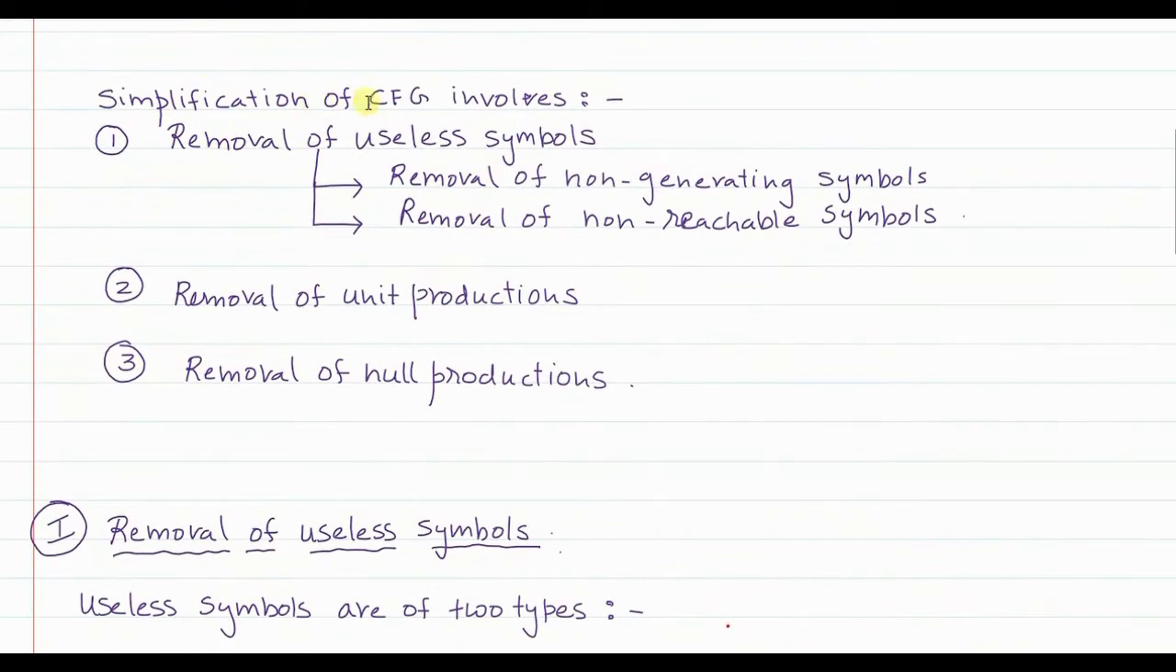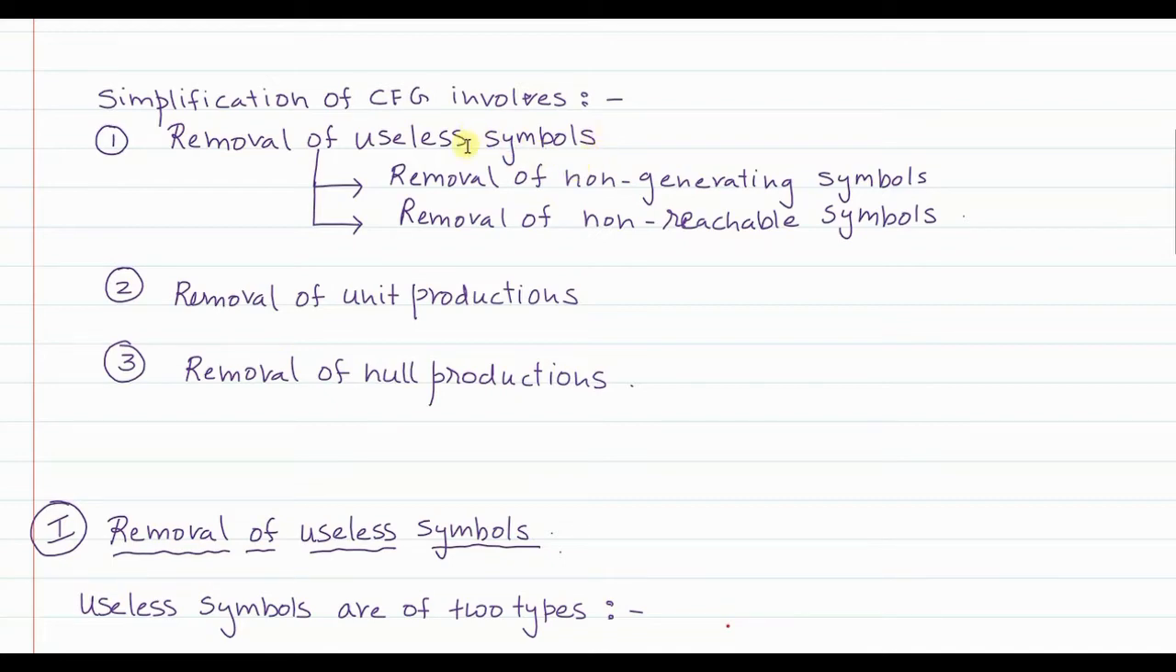Now simplification of context-free grammar involves the following steps. So when I say reduction or simplification, what does it involve? How do we transform the grammar? There are three things that we need to do. The very first thing is we should remove useless symbols. Now what are useless symbols?